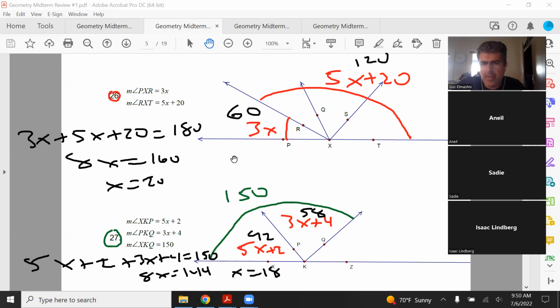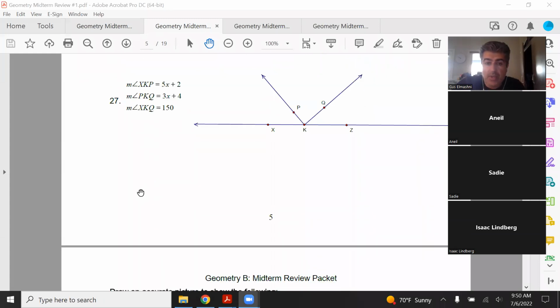Yeah, and there'll be a place on the test that says fill this out, here's what you have to do, either solve for X or solve for this angle. That will be clear on the test. And that's a good way to check your work too.